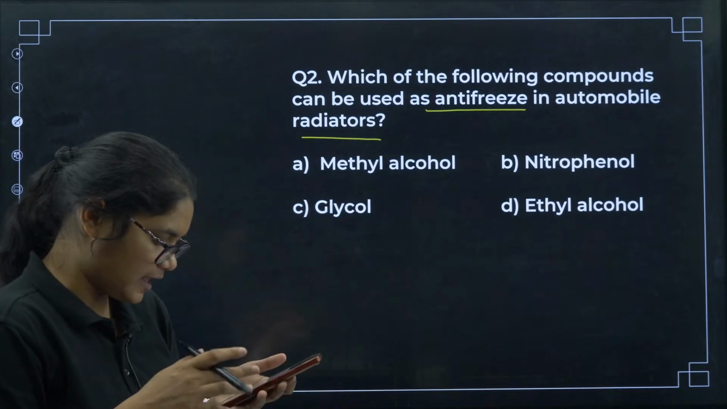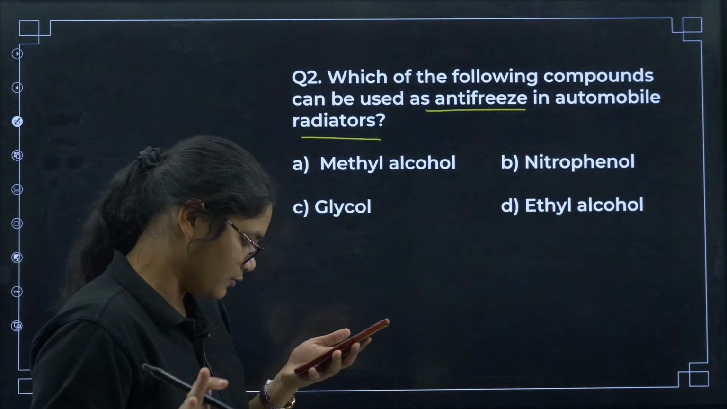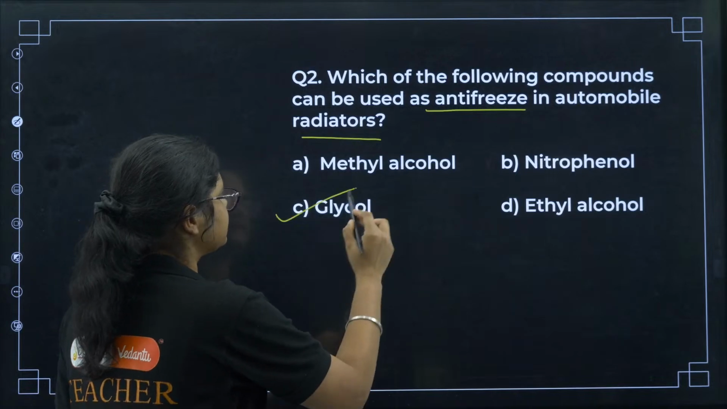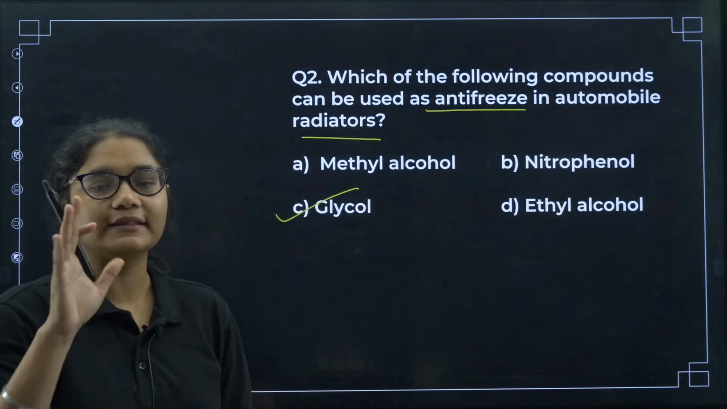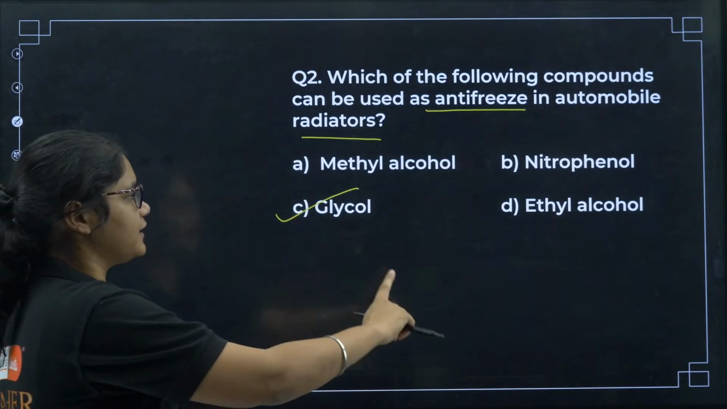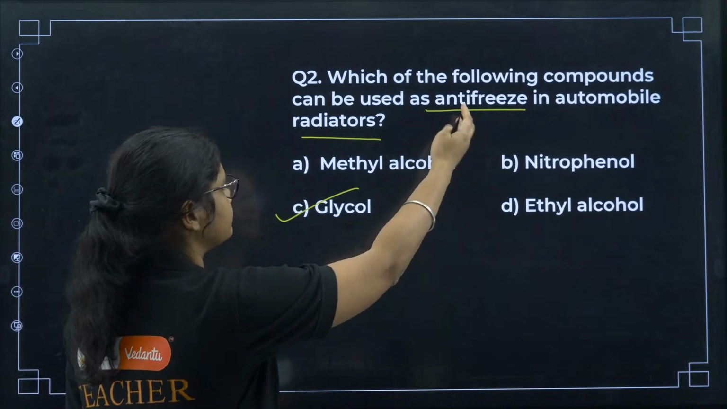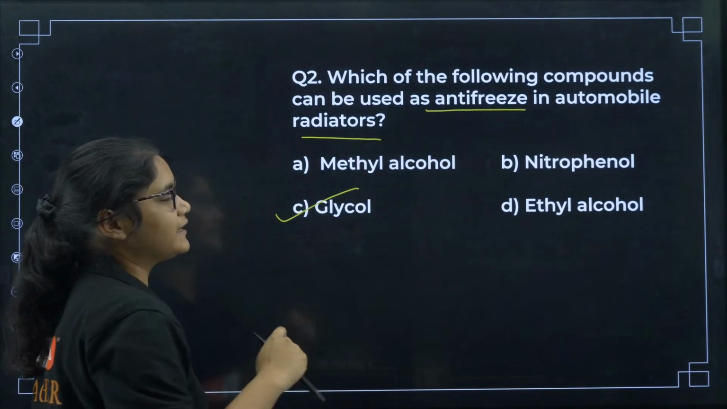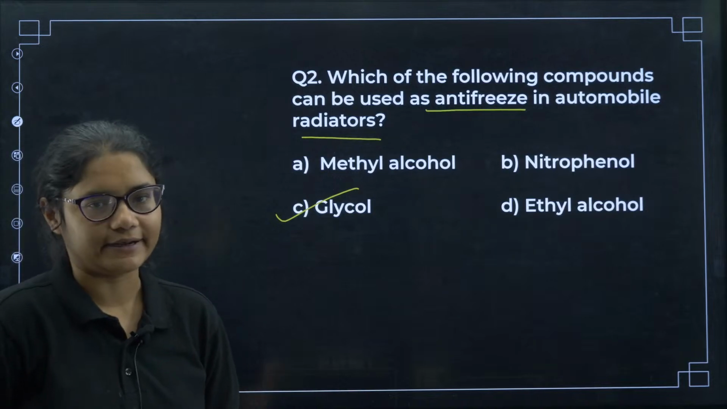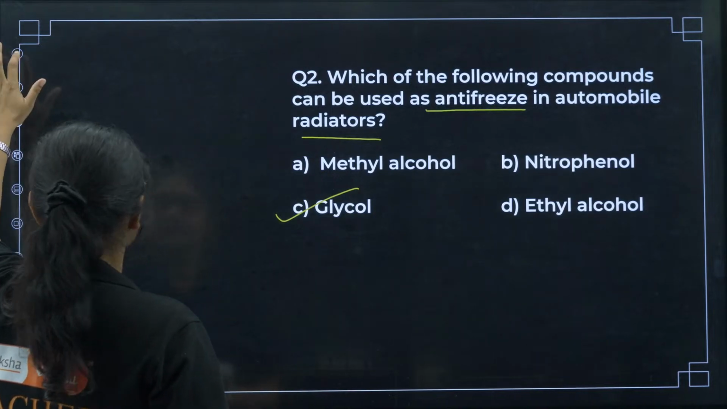Yes, Vedant, very good. Vedant has given the correct answer. It is actually ethylene glycol. Ethylene glycol is the one which can be used as an antifreeze in automobile radiators. Okay, next, question number 3.